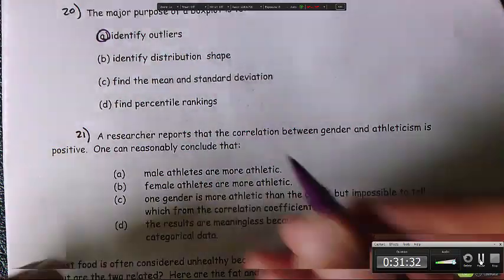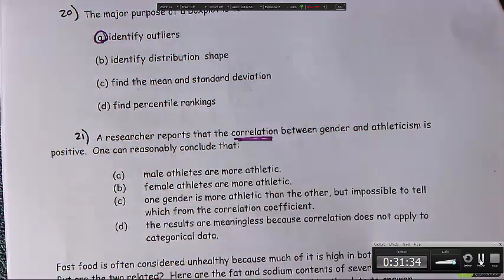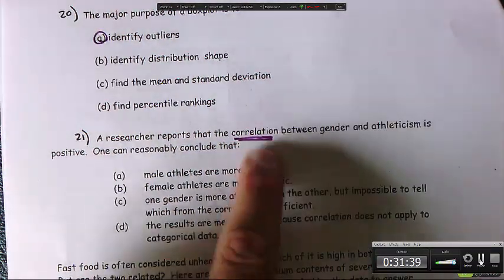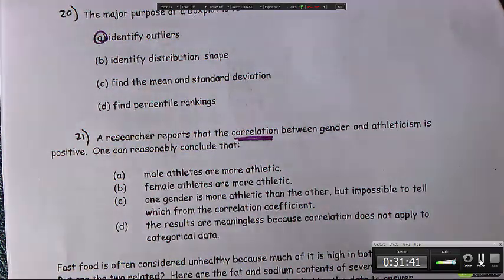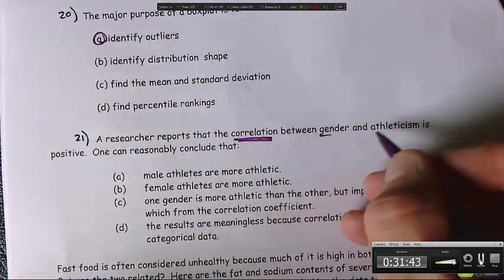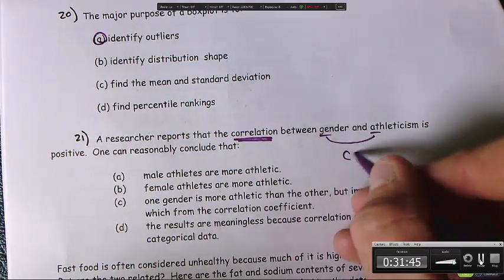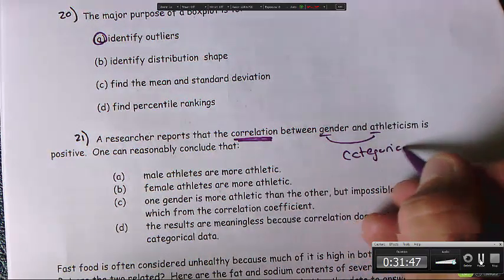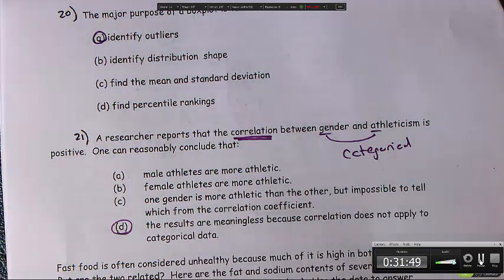One research reports a correlation between gender and athleticism. Right off the bat, there should be a red flag. Correlation only deals with variables that are quantitative. Gender and athleticism are both categorical data. So the results are meaningless. If you try to do a linear model that represents categorical data, it's not going to give you any accurate results.